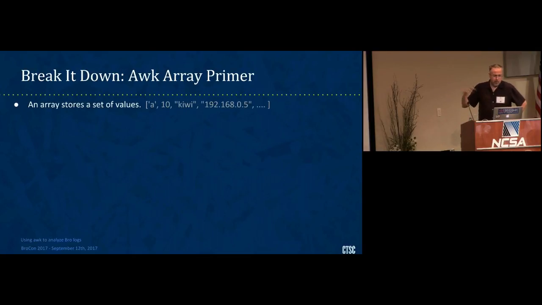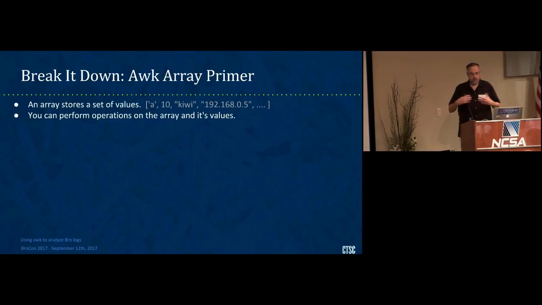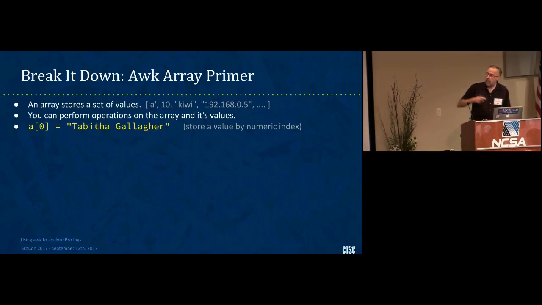Okay, so before we go into the next example, I want to explain arrays a bit. Arrays can be used to store values, and in awk it's either numeric values or string values. You can use it to store IP addresses, but awk doesn't have any understanding of what an IP address is. It just sees it as a string value. And then you can perform operations on its values, like the length, is one thing greater than the other, and stuff like that.